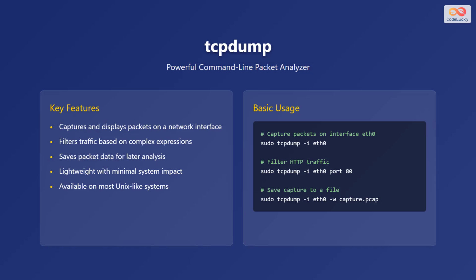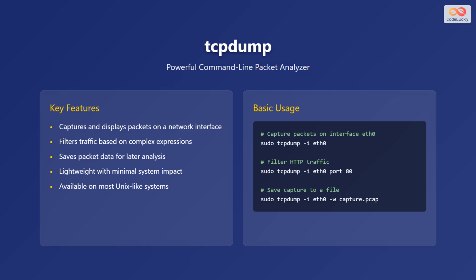tcpdump captures and displays packets on a network interface. It also filters traffic based on complex expressions. tcpdump saves packet data for later analysis and is lightweight with minimal system impact. Finally, it is available on most Unix-like systems. Here are some examples of basic tcpdump usage.